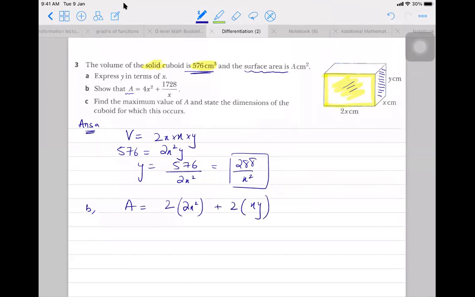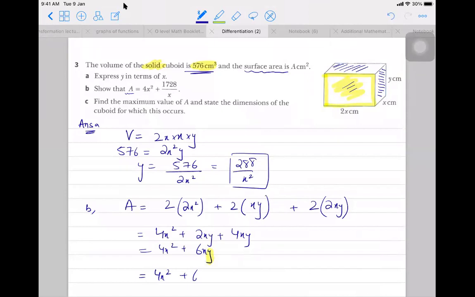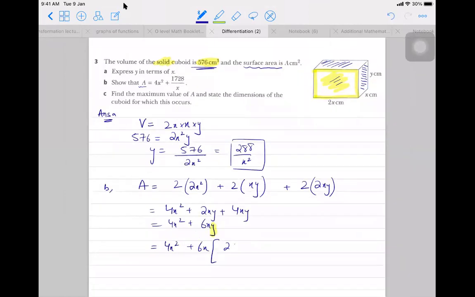And then finally we have the top face. What is going to be the area of the top face? 2x into y. And then times by 2, because there is also a bottom face. So this is the total surface area. So 4x squared plus 2xy plus 4xy, 4x squared plus 6xy. Now, the problem is that I will have to replace y over here. So y comes out to be 288 upon x squared. What is 288 times 6? 1728 over x. This was the area that they asked us to show.